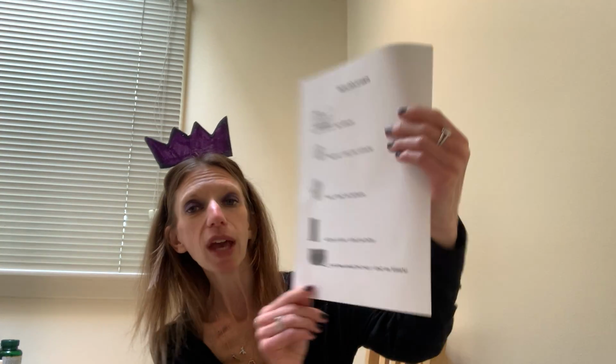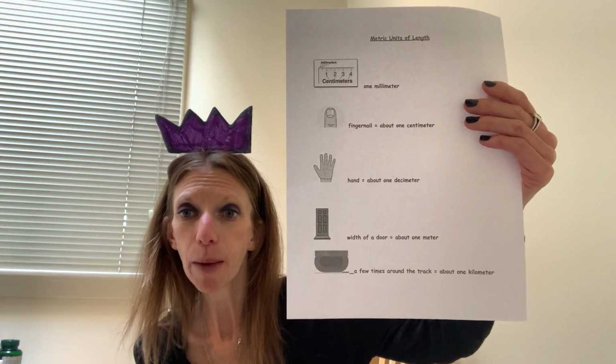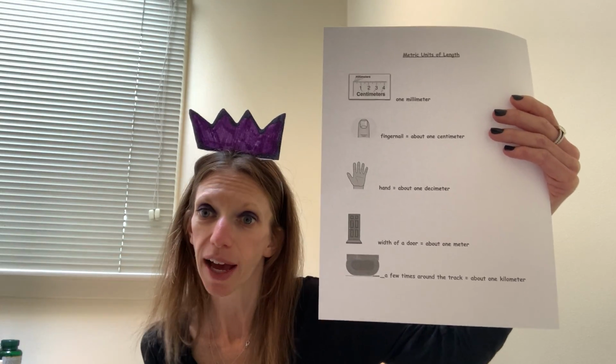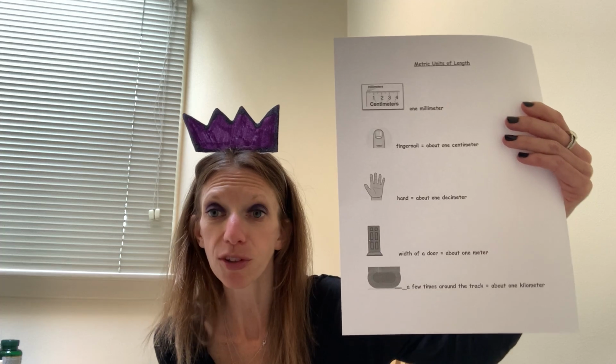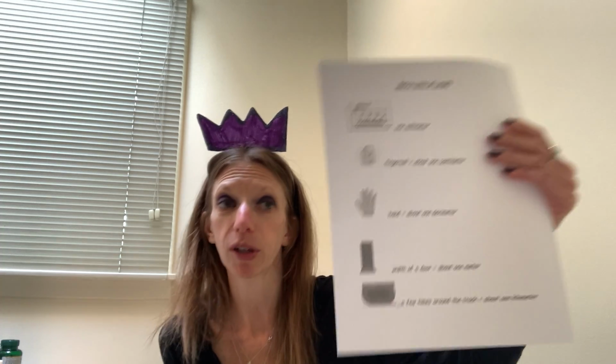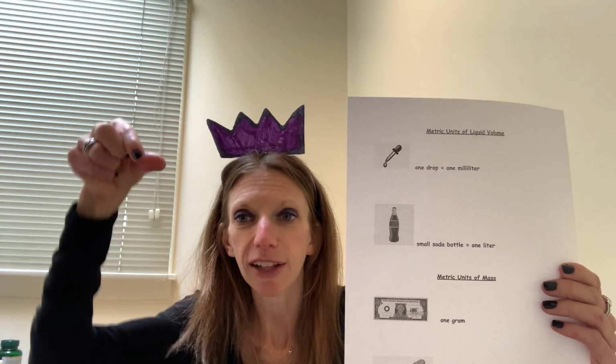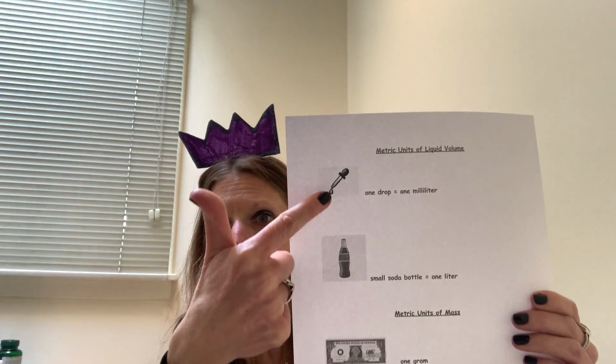Okay, and then we have a kilometer. A kilometer is similar to a mile, so I wrote down it's a few times around the track. Like a few times around the track at the high school, you would have walked a kilometer. So those are our lengths. And don't worry, we will be doing conversions with these as well. Now we have liquid volume. We have 2 ways to measure using the metric. We have a milliliter, which is super tiny. That's one little droplet of water, just like that. That's it, 1 drop, done.